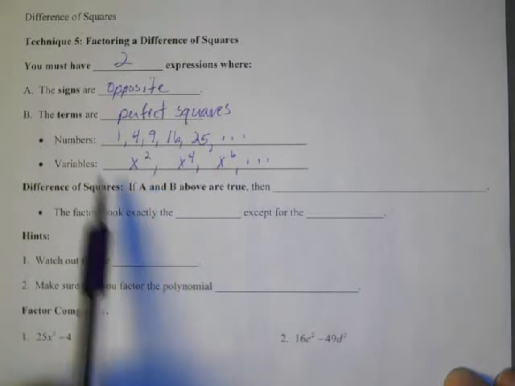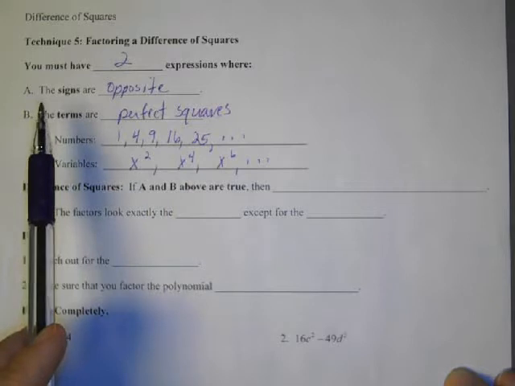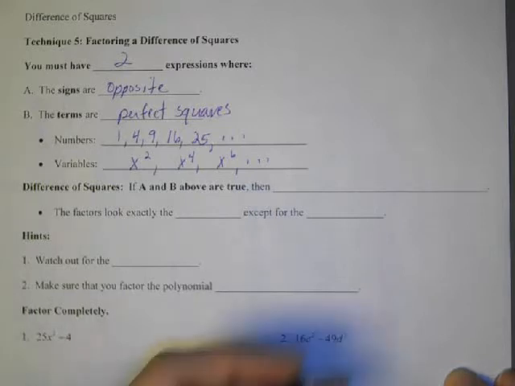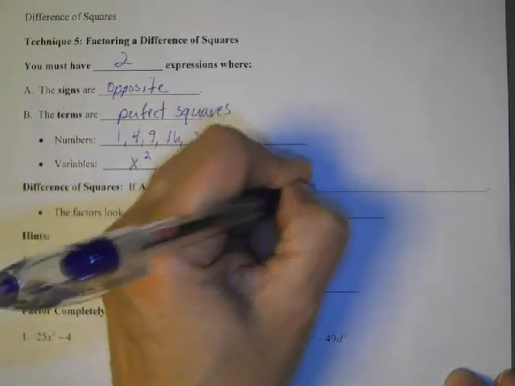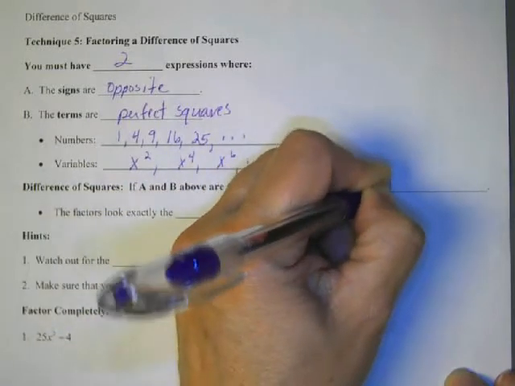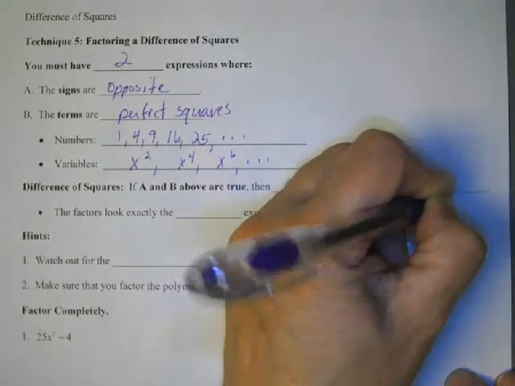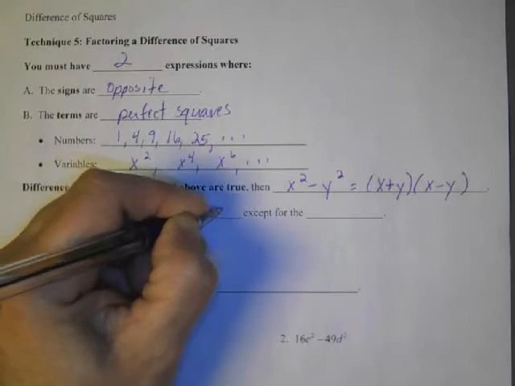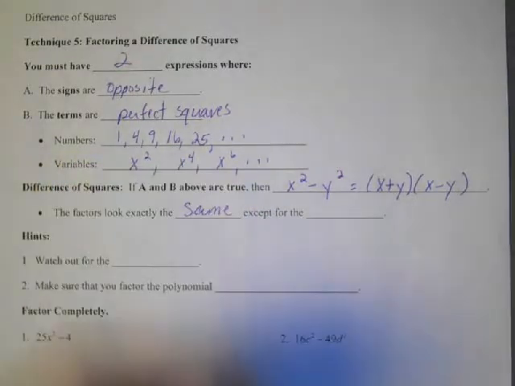Now, if the above are true for A and B, that we have opposite signs and perfect squares, then this is the definition of a difference of squares. So a difference of squares is x squared minus y squared, and that can be factored into x plus y times x minus y. So you get two binomial factors where the only difference is one is plus and one is minus. The factors look exactly the same except for the sign.